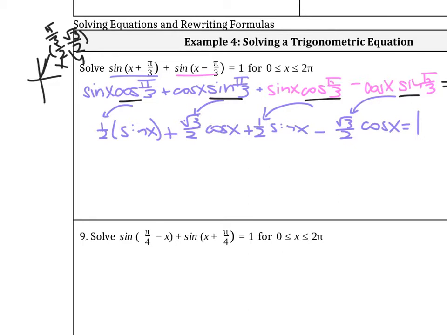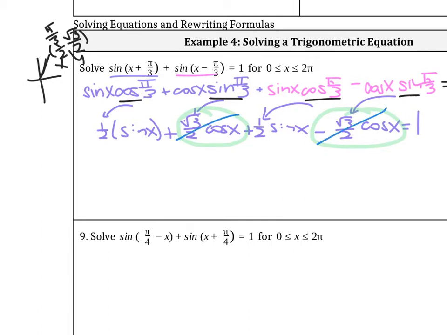Again, we're just evaluating what numbers we have. We know what pi over 3 is, so we substitute, and the x's just stay where they are. Now, what can we do with this? Well, we want to combine like terms. We have root 3 over 2 cosine of x and negative root 3 over 2 cosine of x. Those just disappear, so let's cross those out.